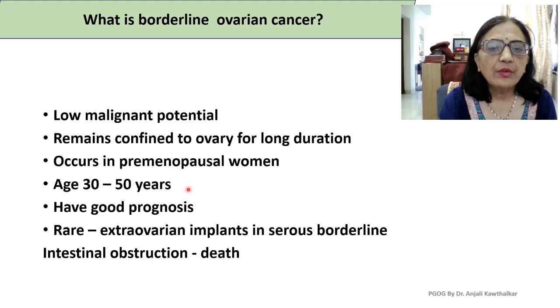Now, this borderline ovarian cancer has got overall good prognosis because it remains confined to the ovary for a long duration. Rarely there are case reports showing that serous borderline tumors sometimes have abdominal implants, extra ovarian, leading to intestinal obstruction and death, but that is rare. Overall, these borderline ovarian cancers have got a good prognosis.